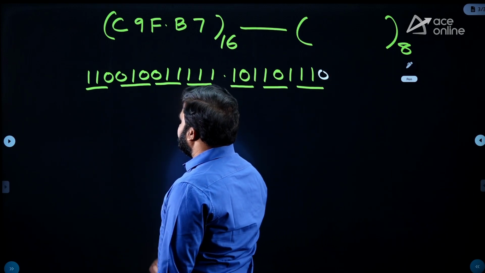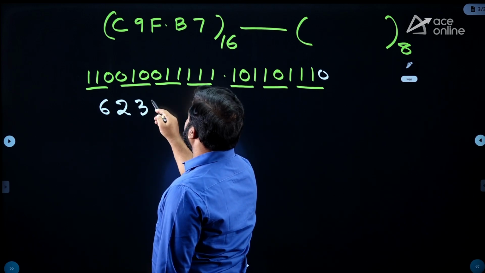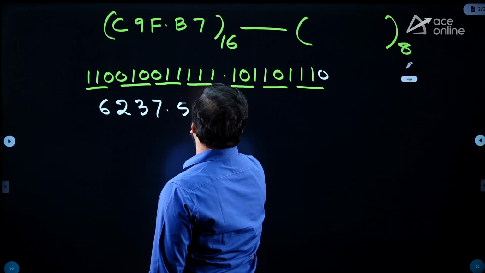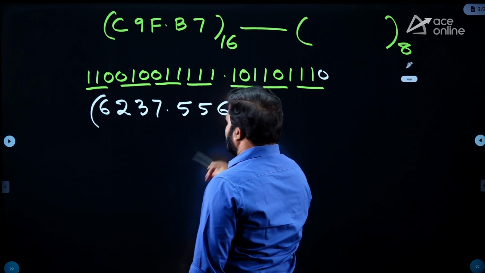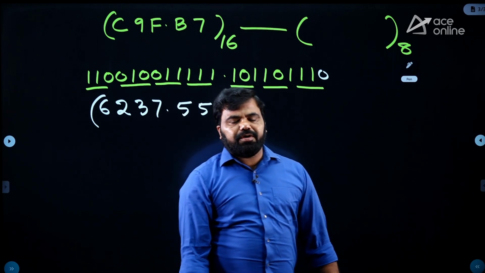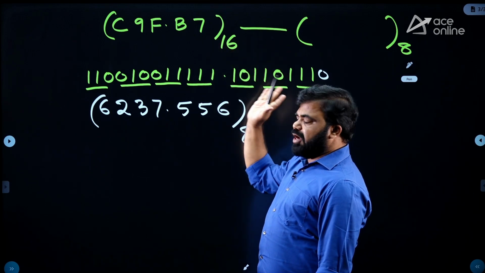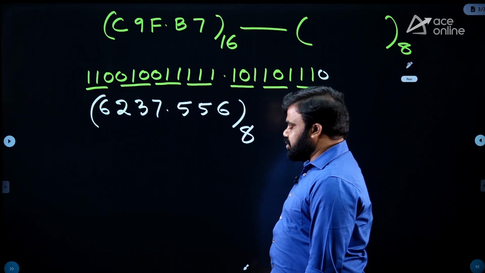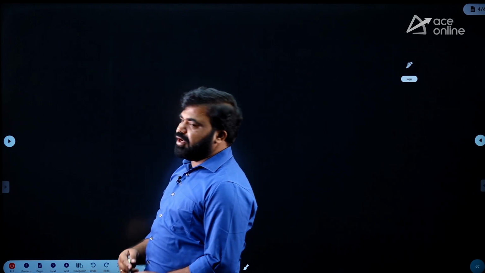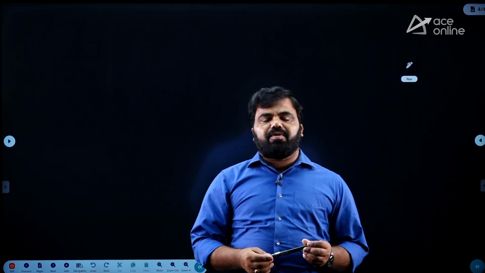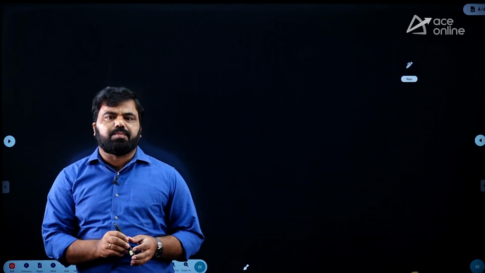Then what we get here: 110 is 6, 010 is 2, 011 is 3, 111 is 7, 101 is 5, 101 is 5, 110 is 6. That is the octal equivalent of the given hexadecimal number. Converting hexadecimal to binary, again binary to octal. This is the process. In this we are using b power n to b as well as b to b power n. So that is a simple conversion everyone can do. It is a very simple topic.